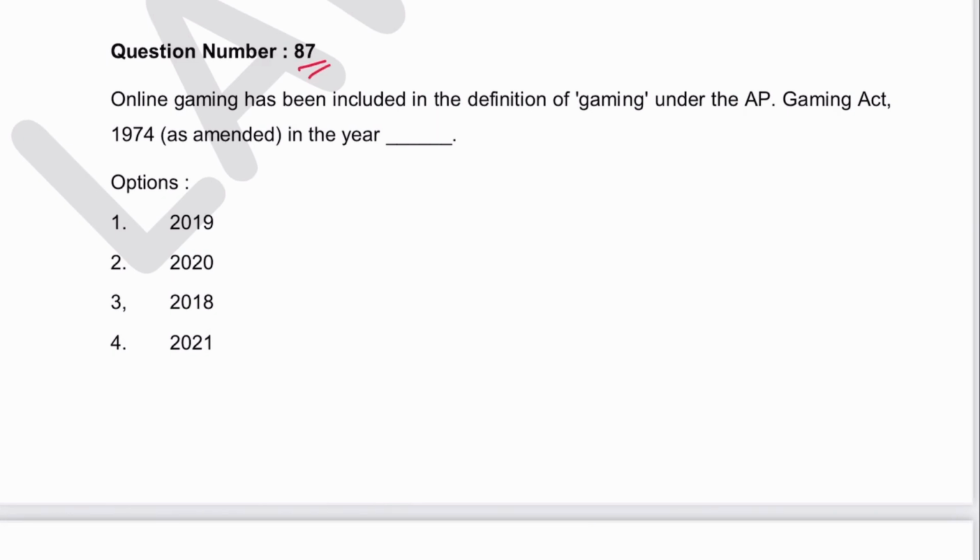Next is 87. Online gaming has been included in the definition of gaming under AP Gaming Act 1974 as amended in the year 2020. 2 is the answer. The definition of gaming is provided in section 2(2) of AP Gaming Act.